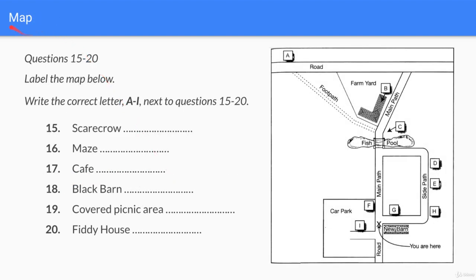Next, we have the map question. Here, you're going to have a map, and there are going to be different areas, labels, and regions in the map, and the questions are going to ask you about certain areas in the map. For example, in this case, question number 15 is asking us about the scarecrow. So here we have to locate where the scarecrow is, or where the cafe is in this map. You basically just have to correspond the missing information with the map that is presented to you.